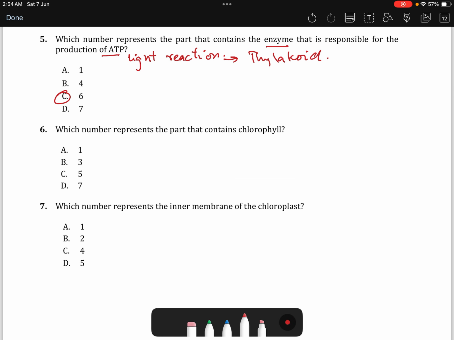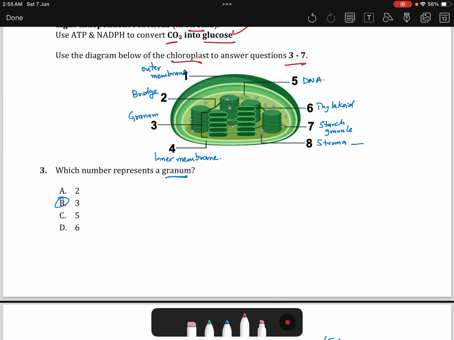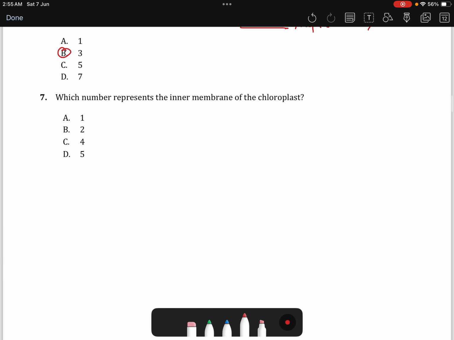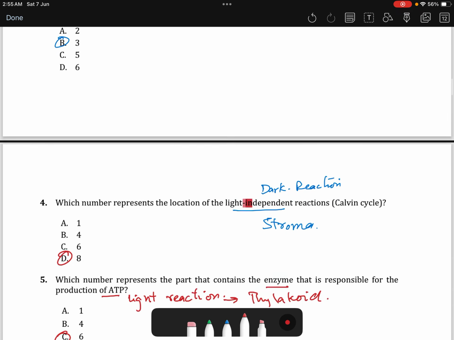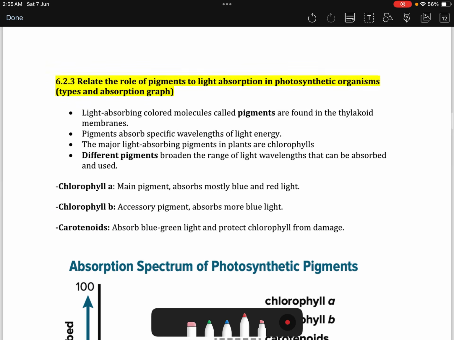Which number represents the part that contains chlorophyll? Chlorophyll is present in the thylakoid and of course in the granum. So you can say any one of these, whatever is given. So I will see granum is 3 and thylakoid is 6. Both of them are not given, only 3 is given. So I will circle 3. Which number represents the inner membrane of the chloroplast? So it is 4. So number 4 is the inner membrane.